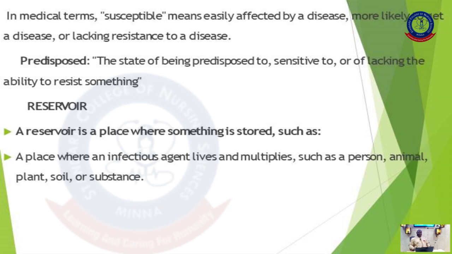susceptibility and predisposed. Then we have reservoir. Reservoir is simply an English word which means a place where something is stored. But in a health context, it's a place where an infectious agent lives and multiplies, such as a person, animal, plant, soil, or substance. In all these places, infectious agents can base themselves and find comfort to reproduce.